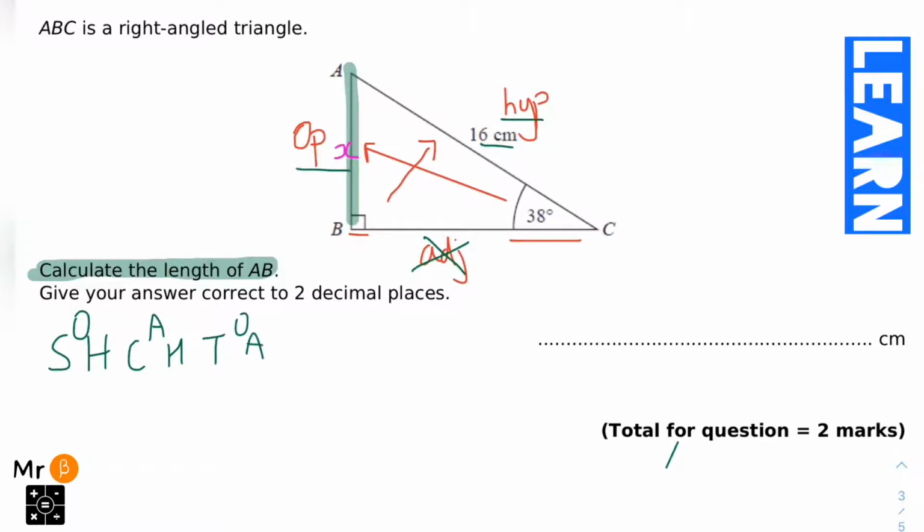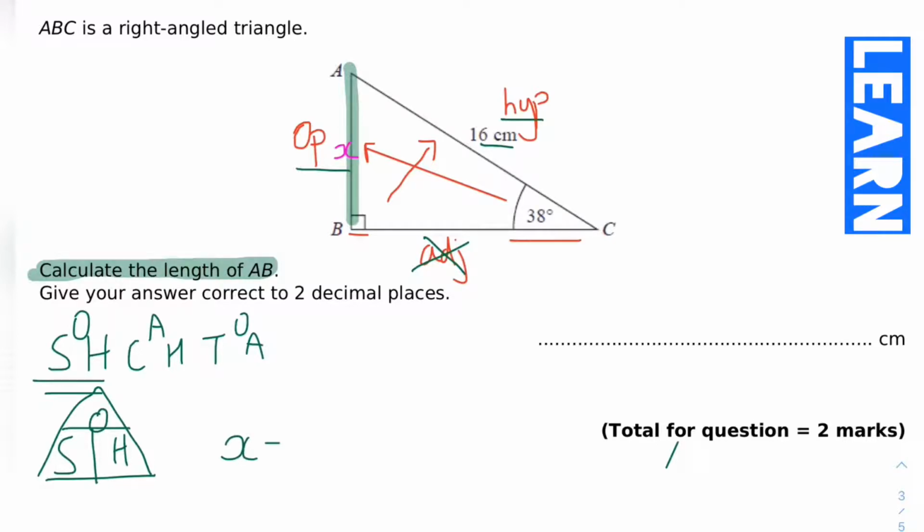SOHCAHTOA. Now we know we've got the sides O, opposite, which we've been asked to work out, and hypotenuse, which is 16. So we're looking for the triangle which includes opposite and hypotenuse. That is this triangle here. So now I'm going to draw out my triangle.